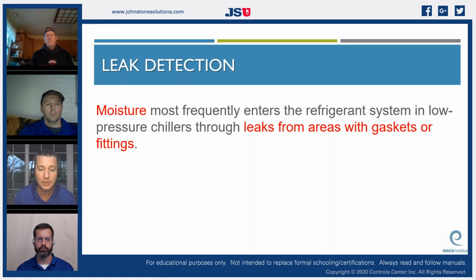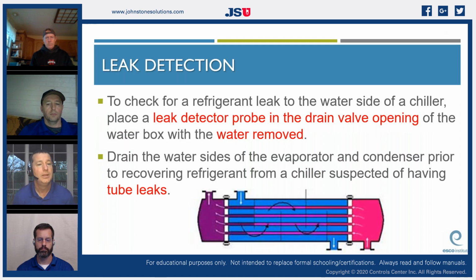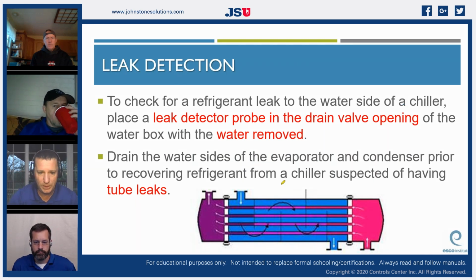Like I said, it's typically going to be at the evaporator heat exchanger or at the condenser heat exchanger. To check for a leak, one of the easy things to do is on that tube and shell heat exchanger. For those of you who have never seen one before, let's at least talk about the design of them. On a tube and shell heat exchanger, if we look at this particular one, let me grab my highlighter so I can show you what's going on. This one here would be a condenser.